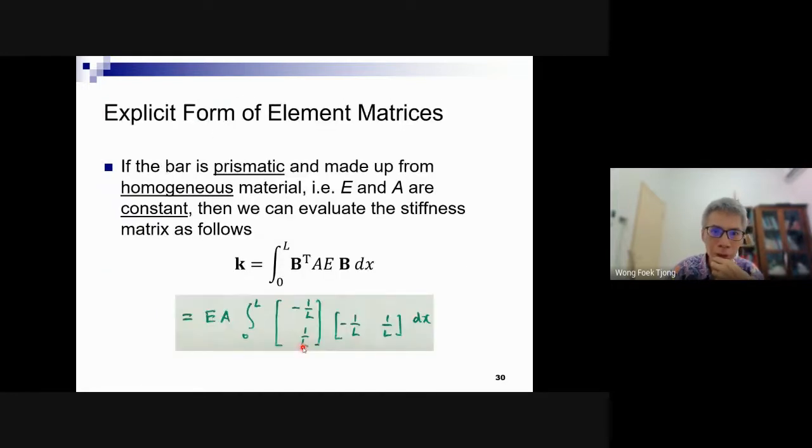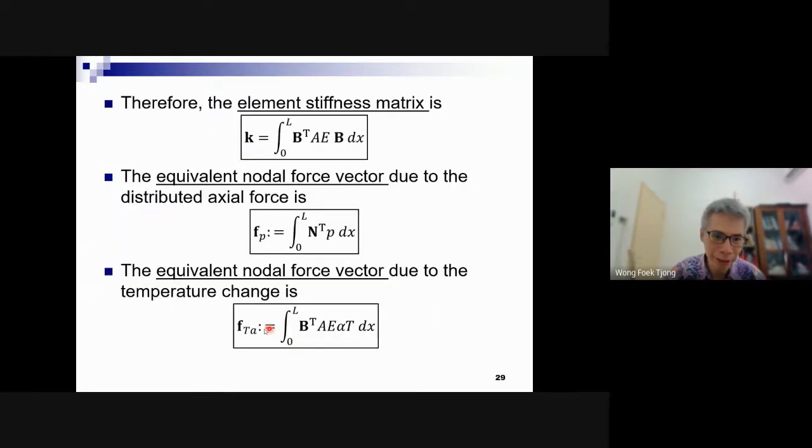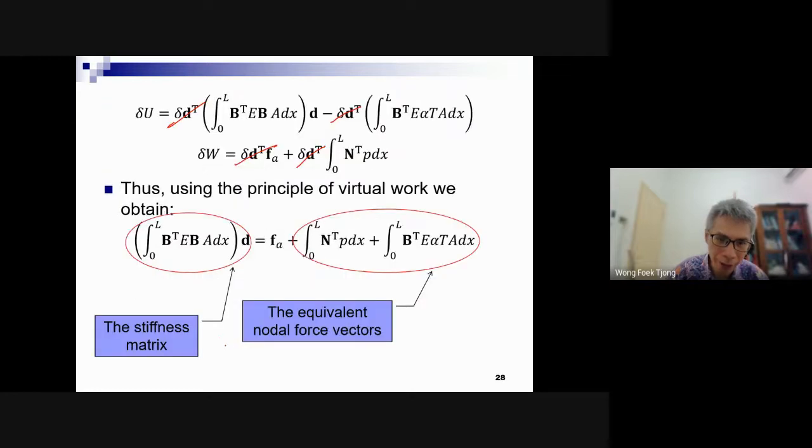Actually, I should write that. We can write the finite element equation using these notations like this, right? What's this? K, right? Kd equals FA plus FP, sorry, plus FT. F sub T is called the equivalent force due to temperature, and this is FA.